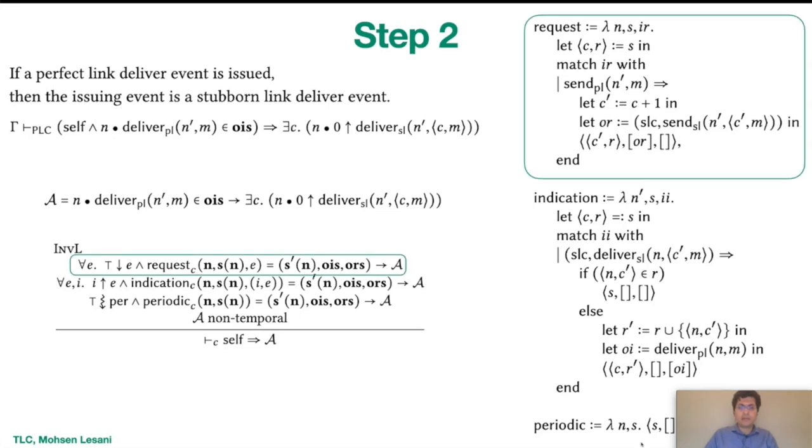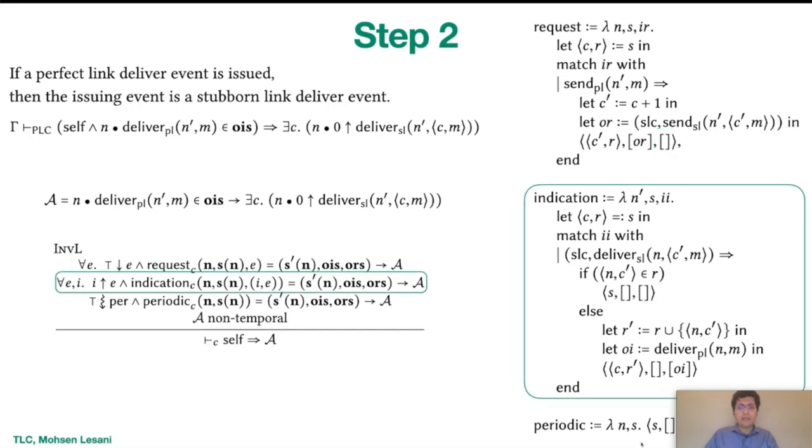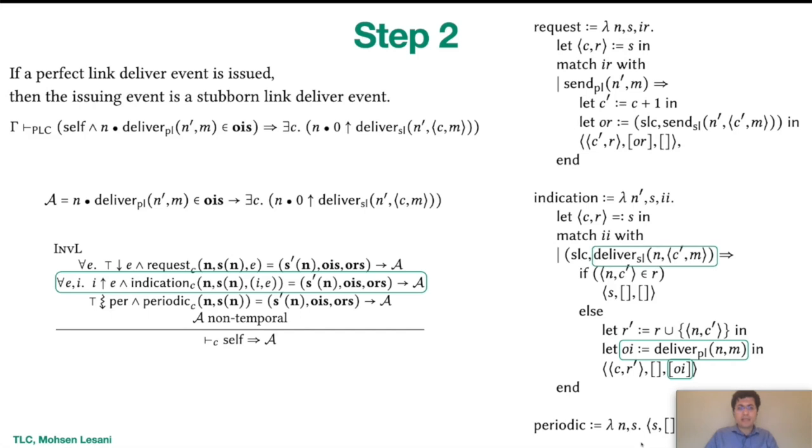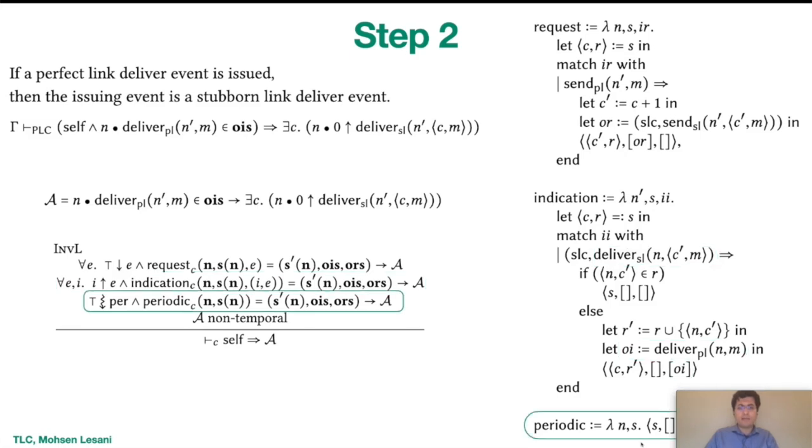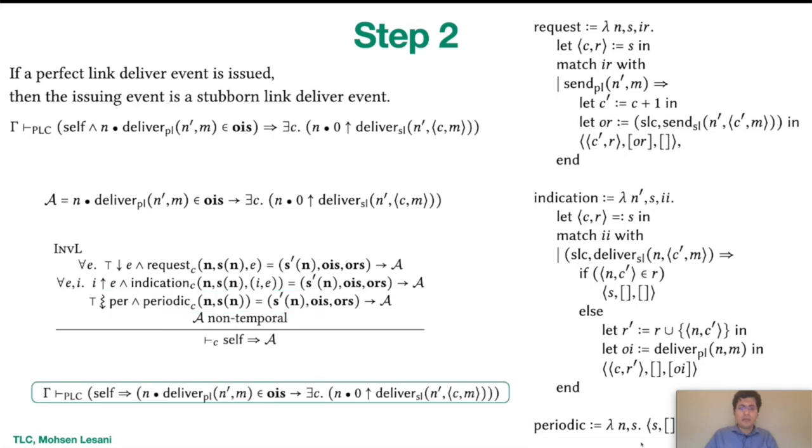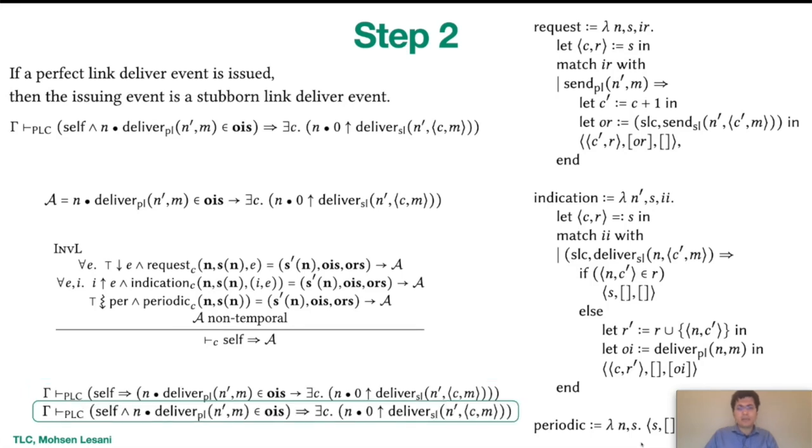The first obligation is for the request handler. The request function issues an empty set of output indications, and so the assertion A trivially holds. The next obligation is for the indication handler. It issues a PL deliver event, but that is when an SL deliver event is processed, so the assertion A holds. And finally, the obligation for the periodic handler trivially holds in this component. This results in this assertion that, with a simple rearrangement, is equivalent to the assertion in step 2.